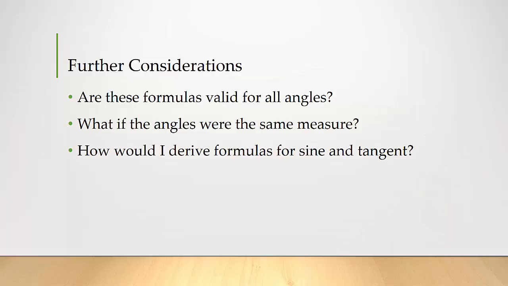Some other things we might consider: would our formula be valid for all angles? Well, I used distance formulas, so in theory this should work for all angles. What if the angles were the same measure? So if A was equal to B, then I think I'd get the cosine of 2A. So I could have the double angle formula.